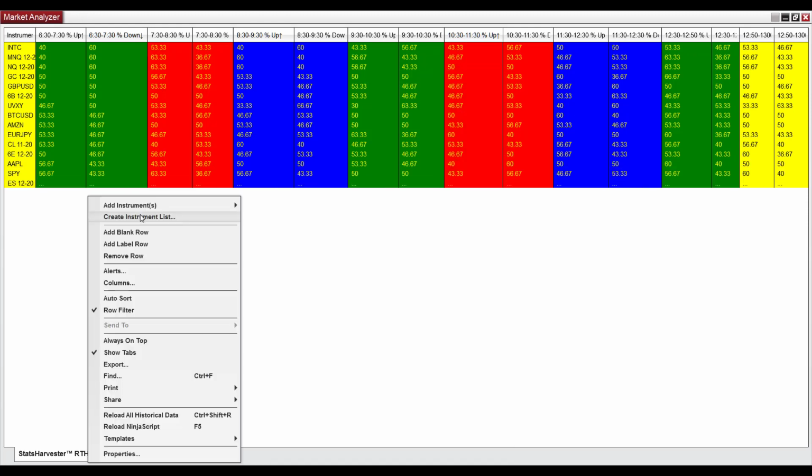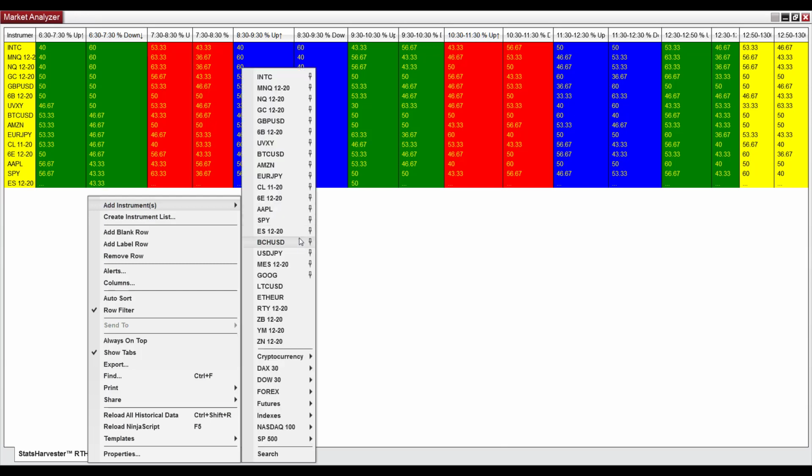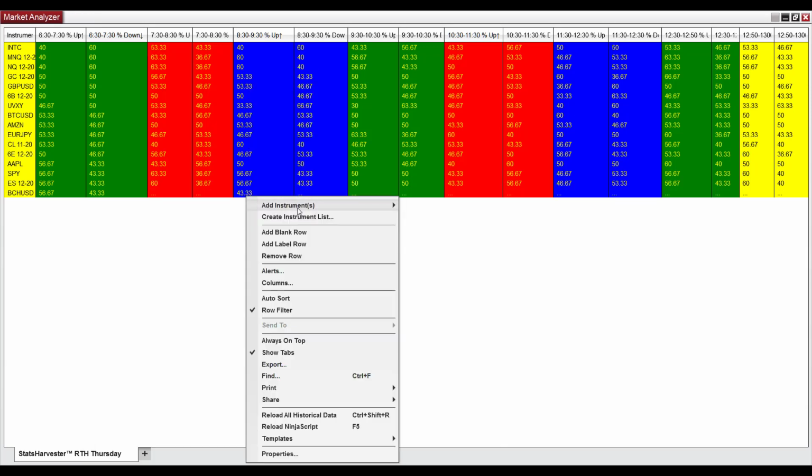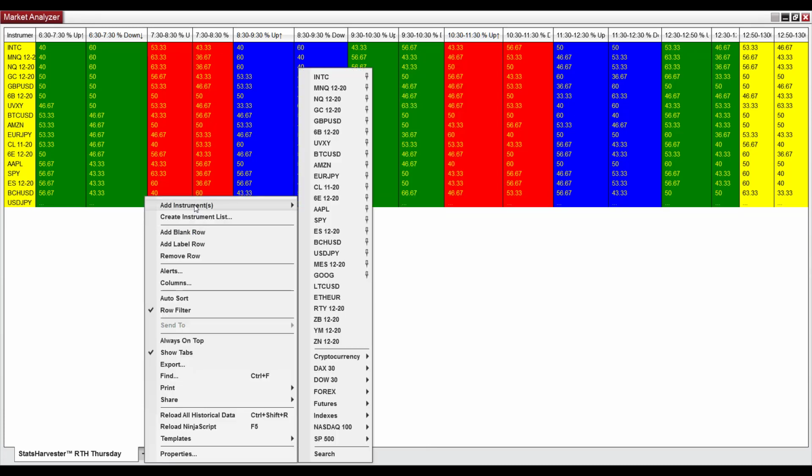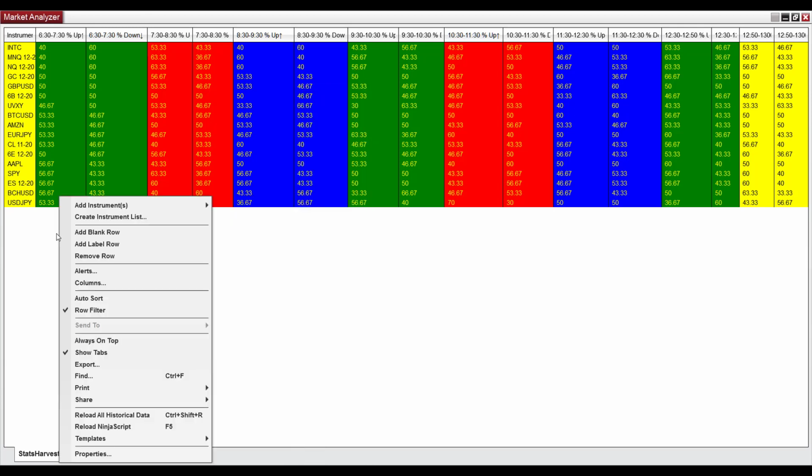But I recommend only loading instruments you are truly interested in trading. Meaning, if you have no intention of trading oil, which is CL, or gold, which is GC, then there is no reason for you to load it on Market Analyzer.